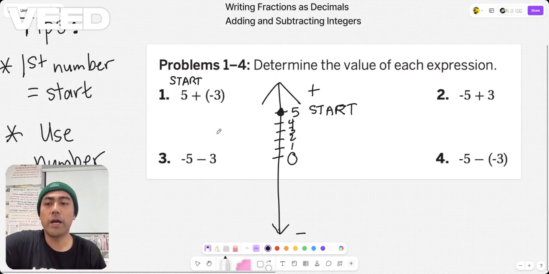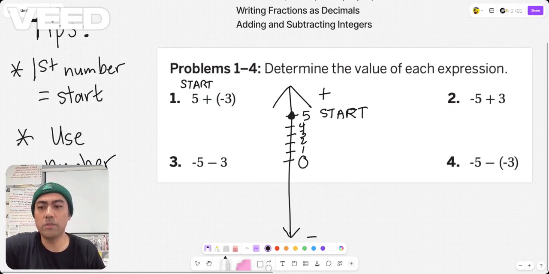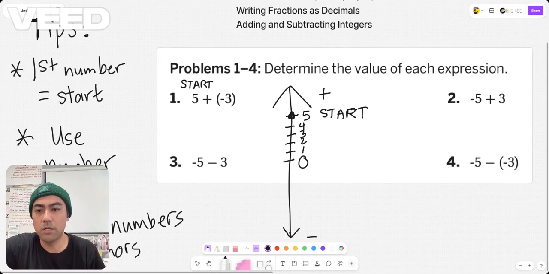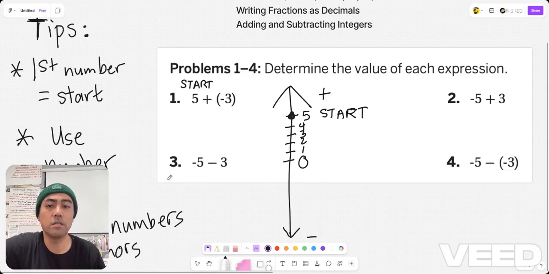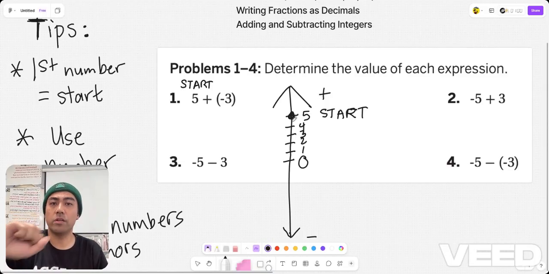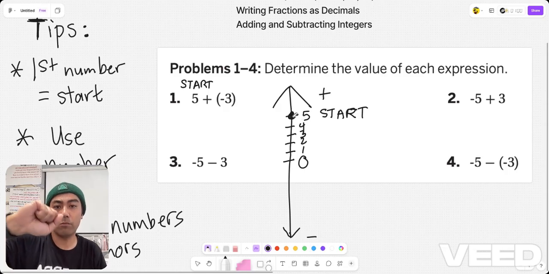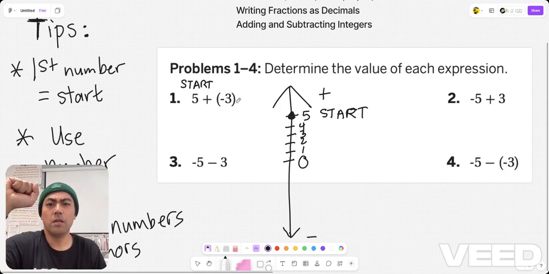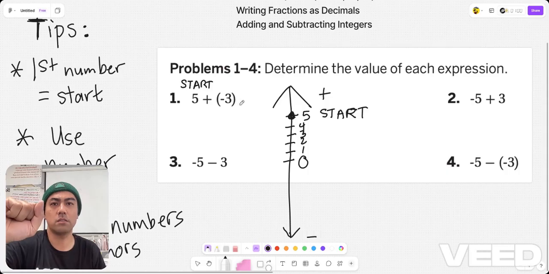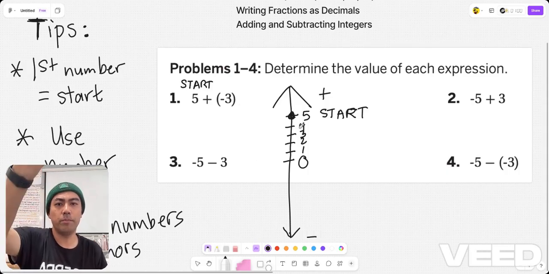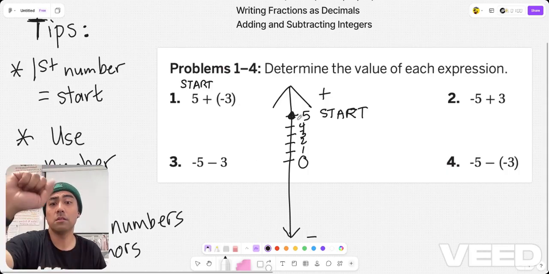-3. Okay, my other tip is to think of negative numbers as anchors. Okay, negative numbers as anchors. So that means negative numbers are anchors. Now, we're starting at 5. Here's our submarine. It's on 5 right now, floating on 5. What happens if we're adding 3 anchors? Is our submarine going up or is our submarine going down?